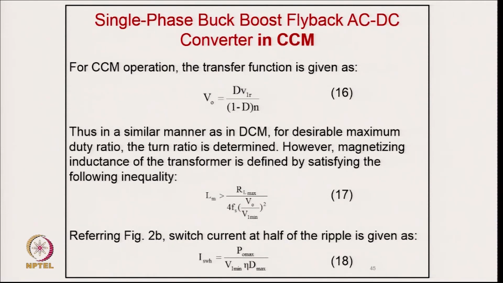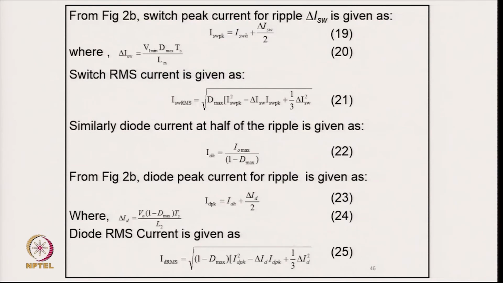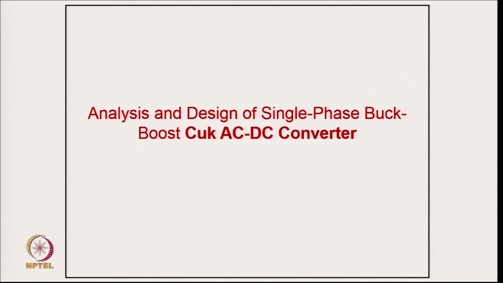For continuous conduction, of course, you have a very straightforward relation, because you do not have a third mode. The output voltage is in terms of the input and the turns ratio, and you can find the minimum inductance. For continuous conduction the inductance must always be more than that; this is the boundary condition inductance. And for the switch, of course, the peak current and then the ripple. So, you can find the RMS current of the switch, the diode peak current, and then the diode RMS current. These are the typical relations to find all the parameters, or ratings, of the components.